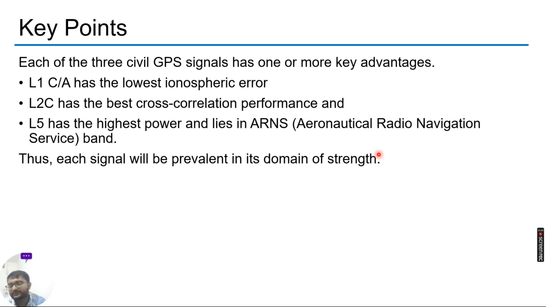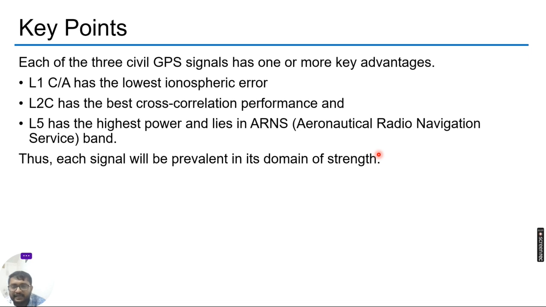So basically, if we want to summarize the signals which we are getting, then each of these three civil GPS signals has one or more advantages. According to application and their advantages, we can use it for our application. The L1 frequency and C/A code has the lowest ionospheric error. The ionospheric error is the biggest error contributing in the GPS satellite when we find out any user location. It is the biggest error which is affecting our data. So to remove that, we are using the L1 C/A code.